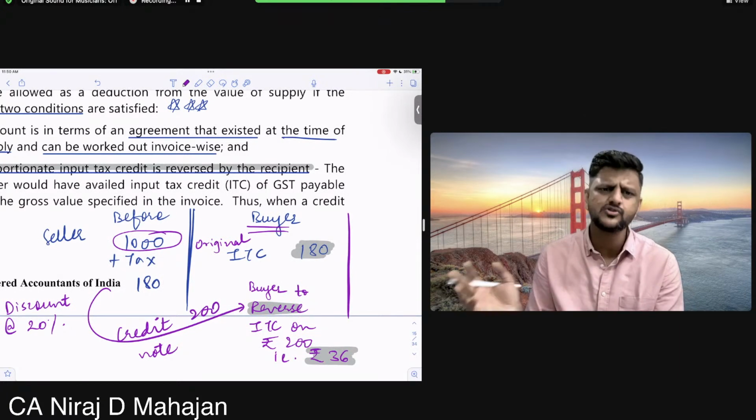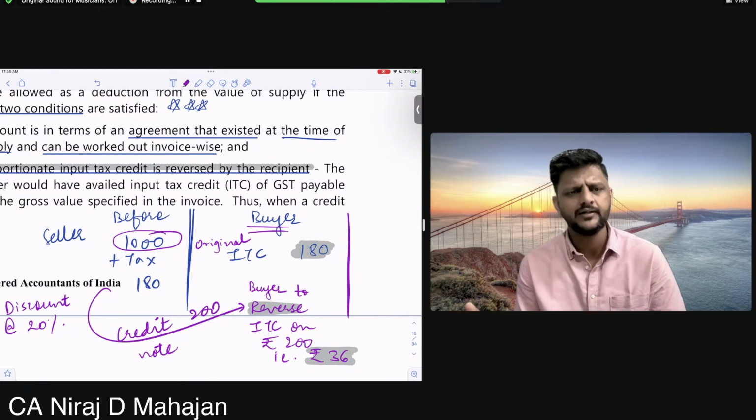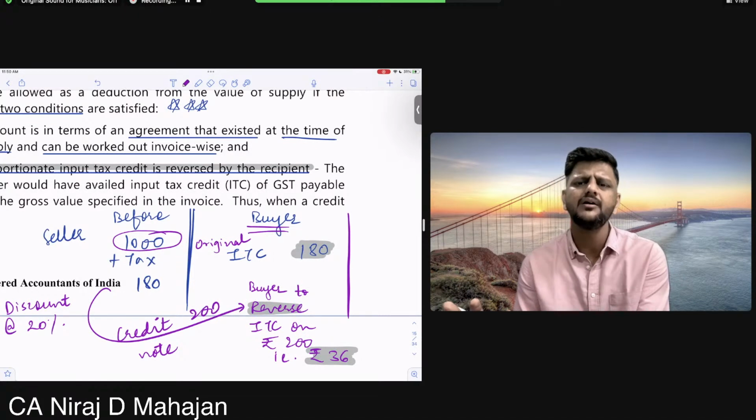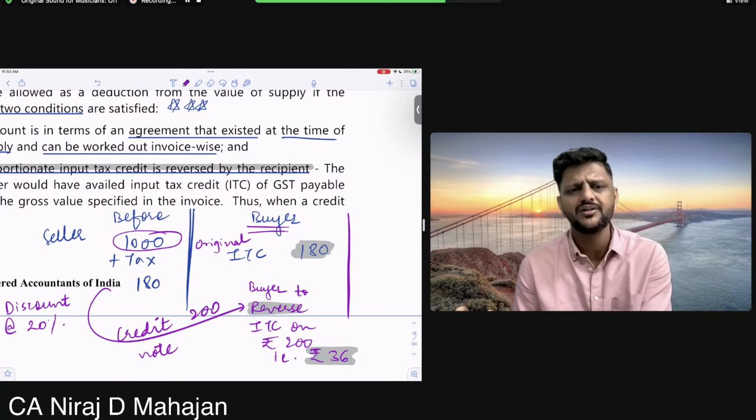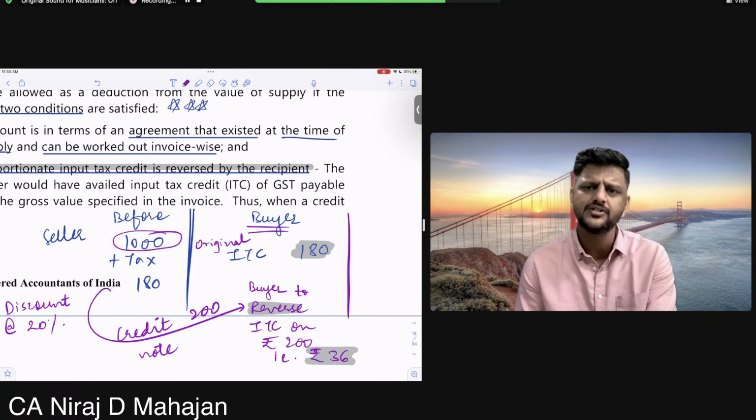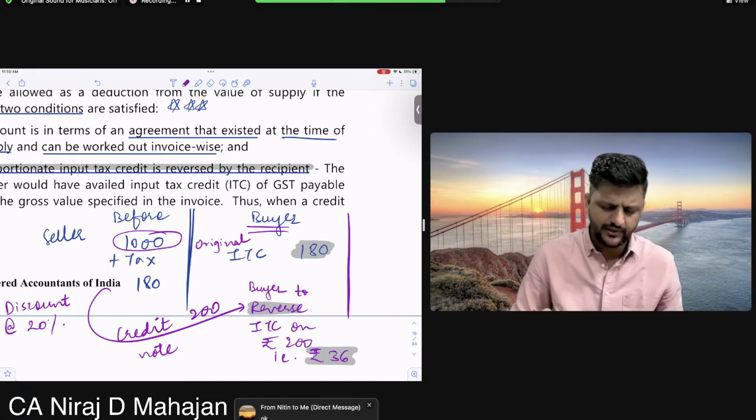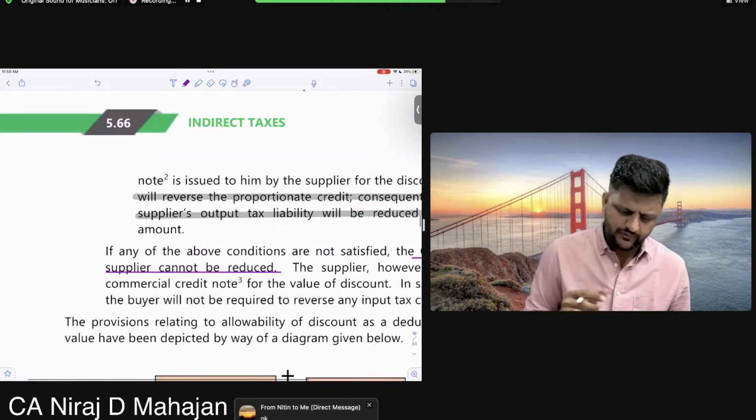To maintain the relations, to do the business, the seller can still issue a normal credit note, we are going to call it a commercial credit note, which has no impact on GST. If you want, you can write that down. It is given also here.